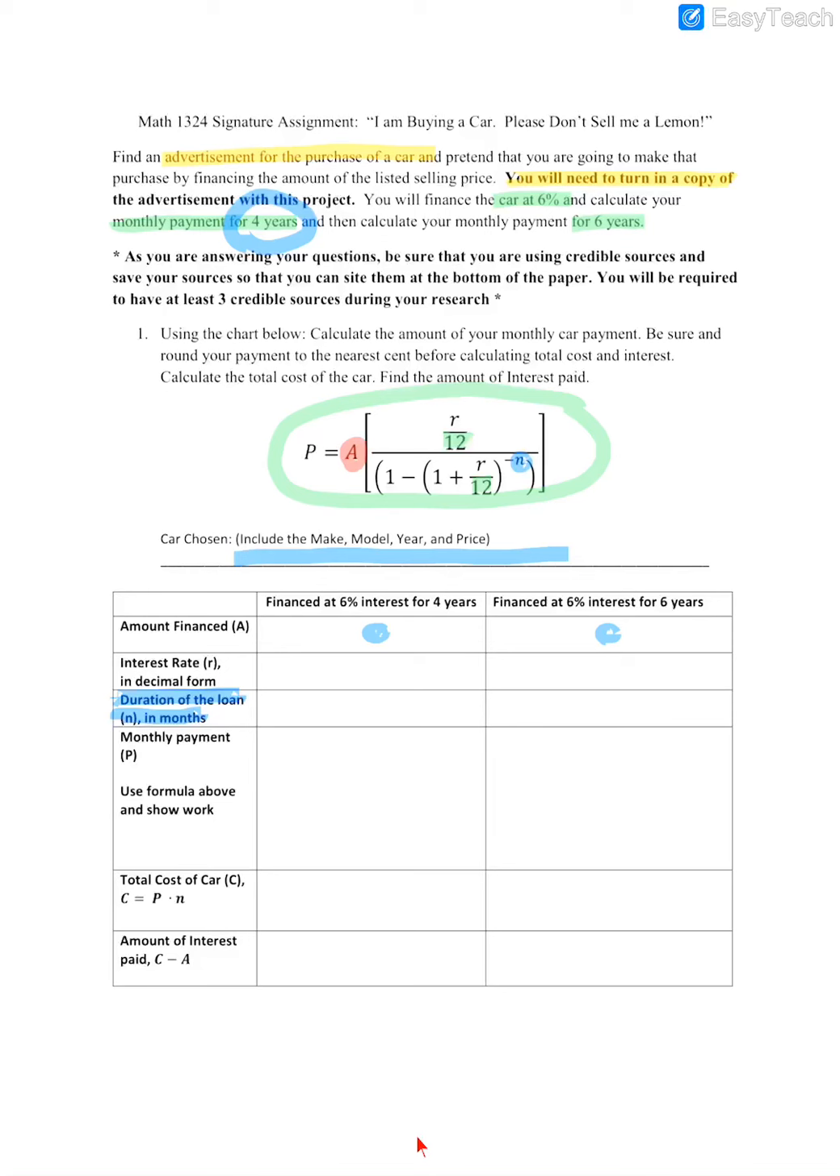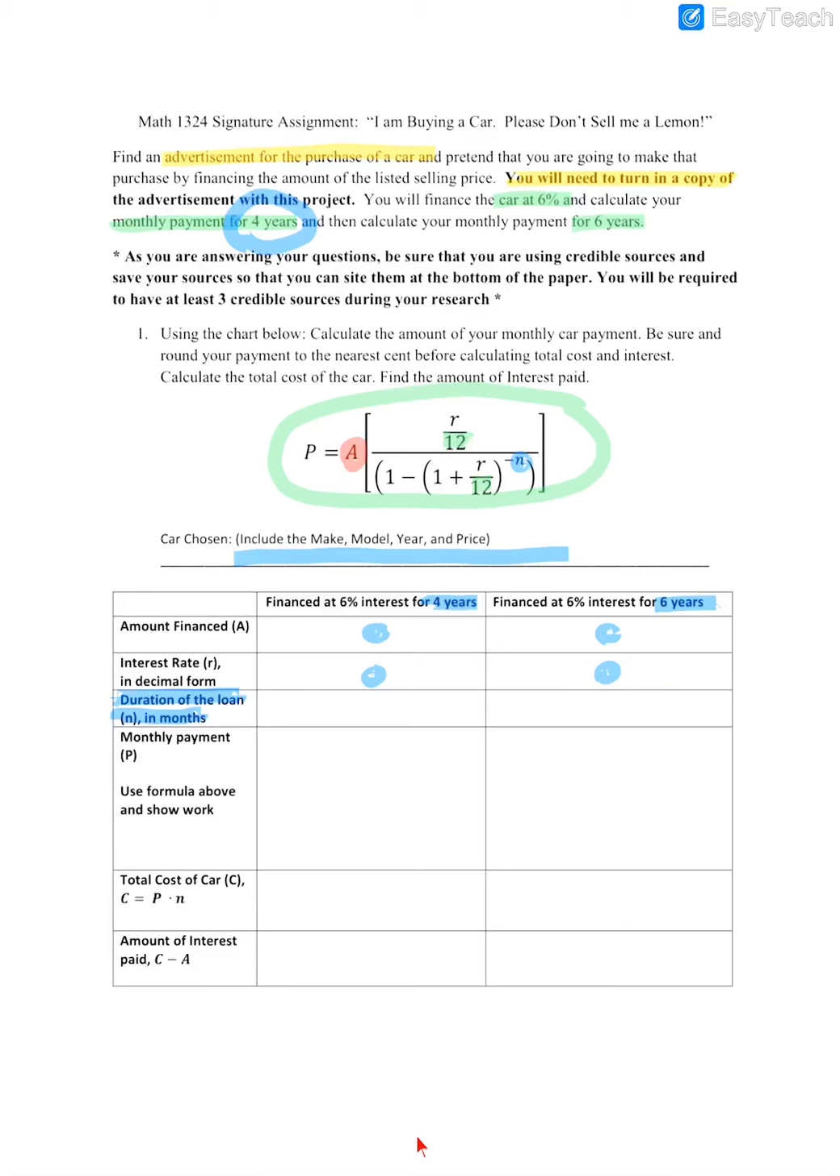Your rate in decimal form. So again, those two numbers in this table will be the same. The duration in months is going to differ because you're going to do the 4 years in this column and the 6 years in the second column.